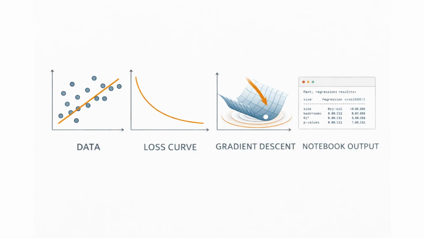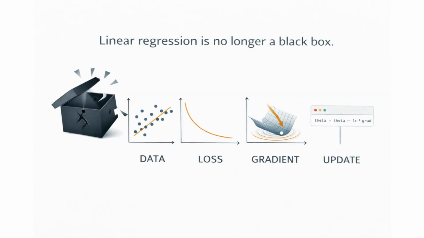When most people learn machine learning, they start with models. But we did the opposite. We started with the data, the math, and the learning process. You saw how a straight line is not magic. It's just parameters moving step by step to reduce error. At this point, linear regression should no longer feel like a black box. You know exactly what the model is doing. You know how it learns. And you know how to tell if it's lying to you. That's the real skill in machine learning.